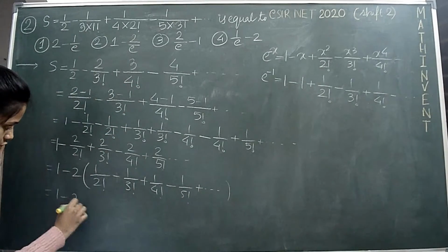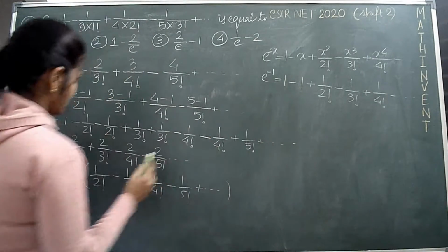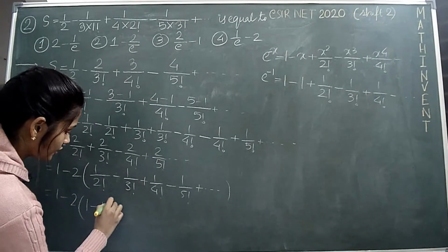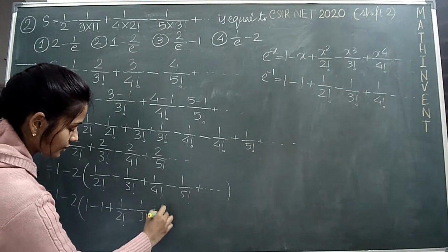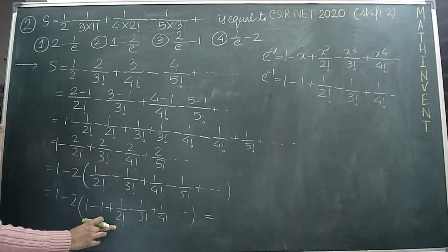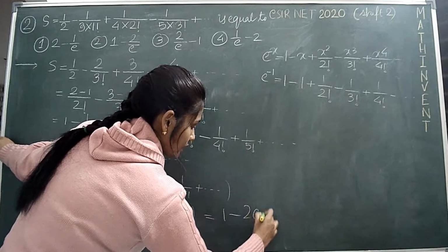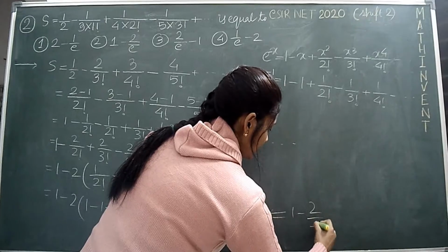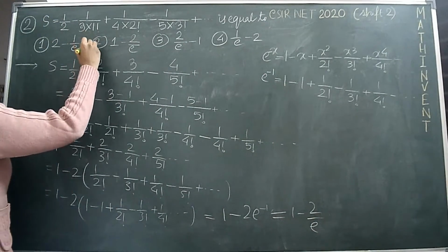So 1 minus 2 into, what do we need more? 1 minus 1. So 1 minus 1 we can take as 0, plus 1 by 2 factorial minus 1 by 3 factorial plus 1 by 4 factorial and so on. So it is E inverse. So we have 1 minus 2 E inverse, that is 1 minus 2 by E. So here the answer will be 1 minus 2 by E.